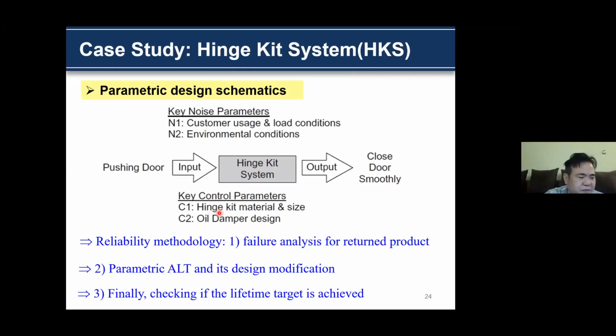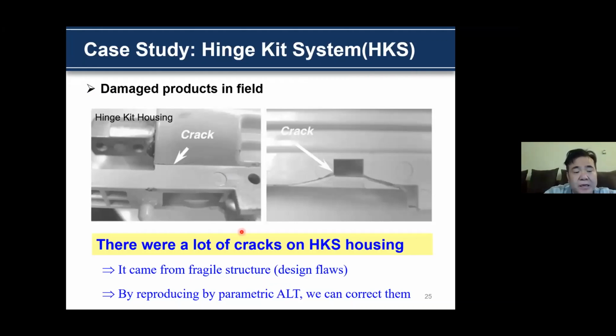And to achieve the goal of the product design, the reliability requires failure analysis, parameter alteration, design modification, and finally checking the lifetime, so it is achieved. This slide shows the damaged product in the field. There are a lot of cracks on the hinge kit system housing. They came from the fragile structure and design flaw. By reproducing and parameter alteration, we can correct them.